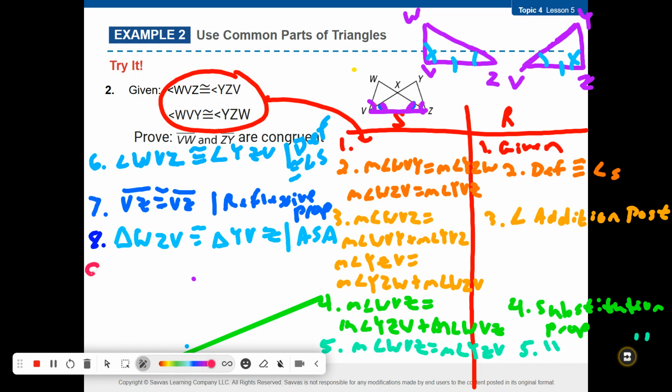And then our last step, now we have those two triangles congruent, but they wanted to prove that VW and ZY are congruent. What are we going to apply here? CPCTC. Exactly. So VW is congruent to ZY, that'd be by CPCTC.